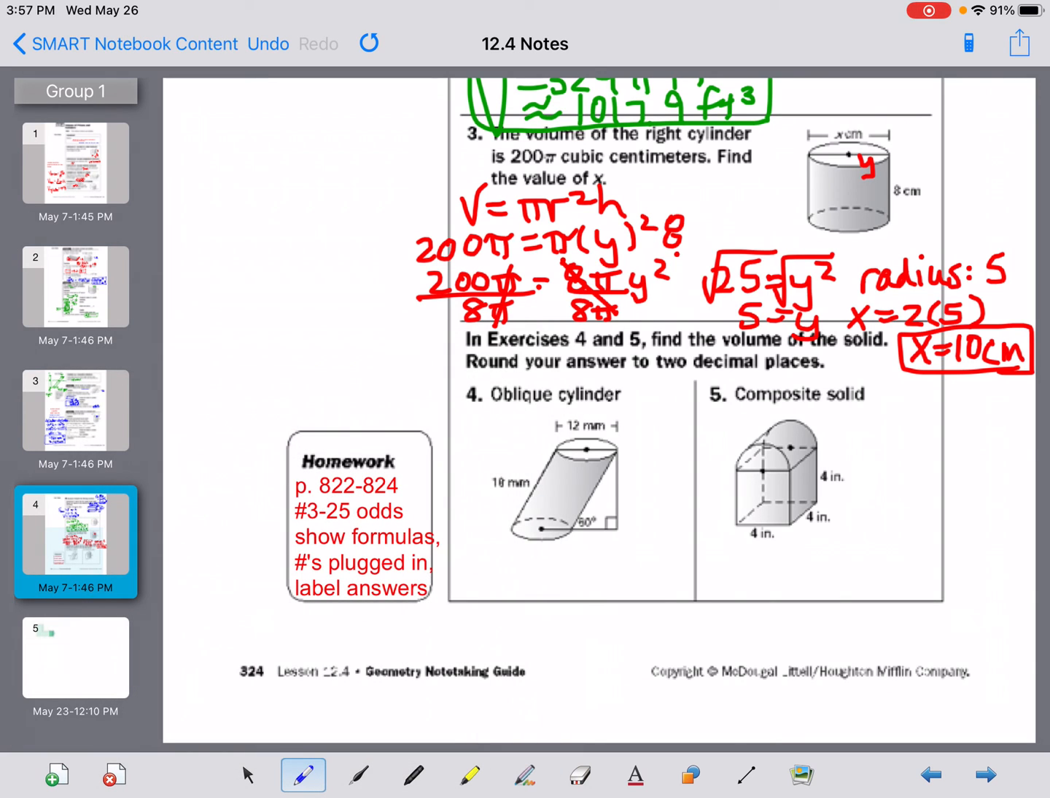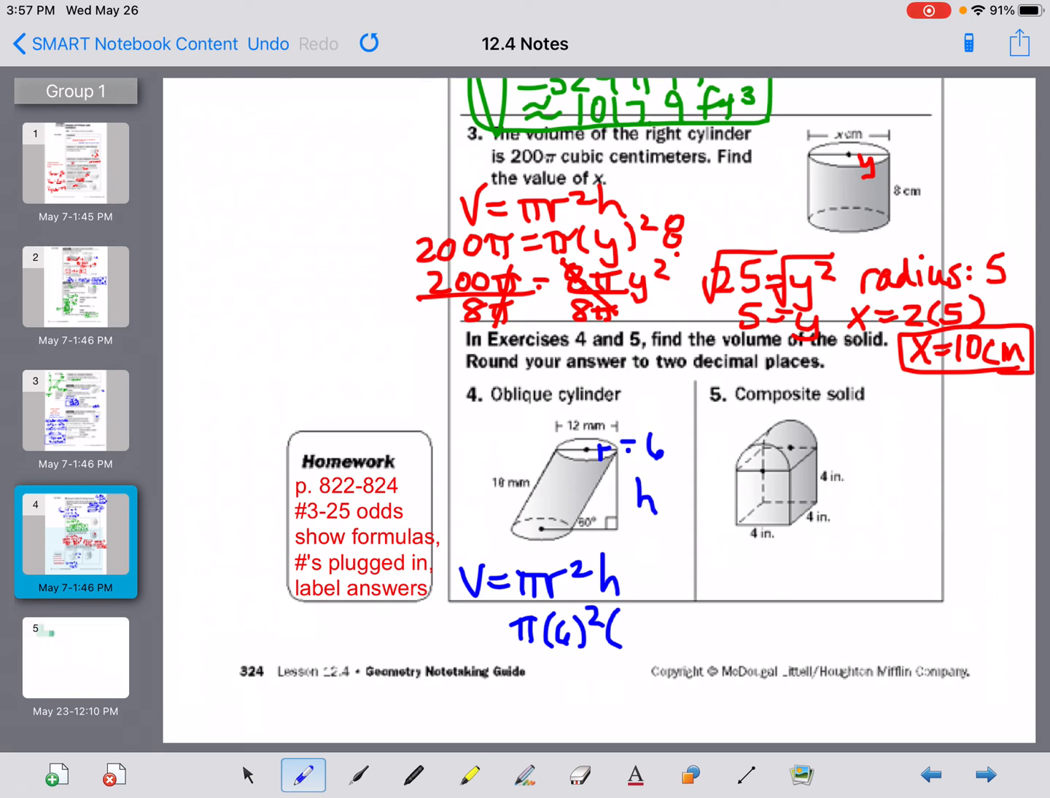Oblique cylinder, find the volume. Remember, it doesn't matter if it's oblique or if it's just straight up and down. We use the same formula, pi r squared h. My radius here, careful, is 6, okay? And my height has to be perpendicular. Oh, I need this height.